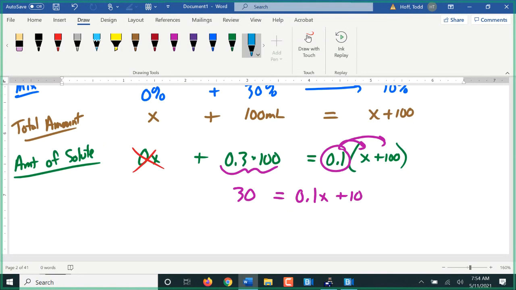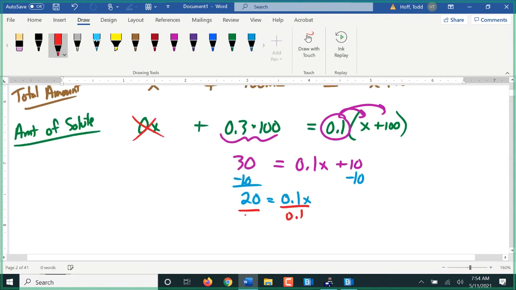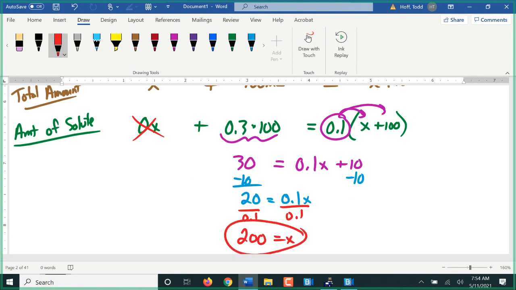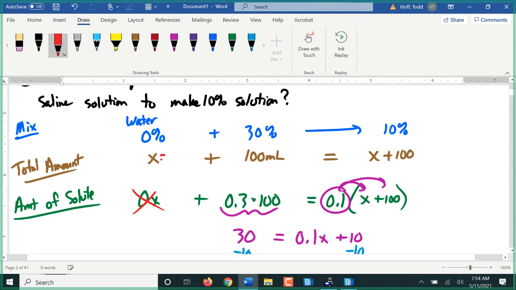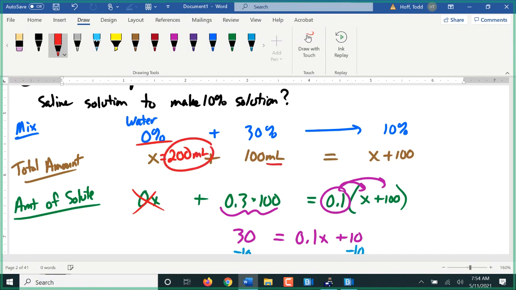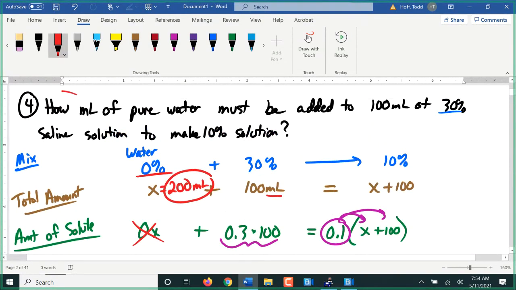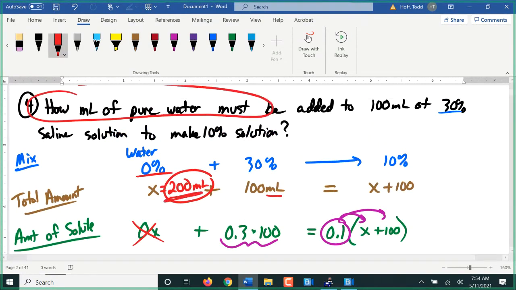And we're actually able to solve this equation already. We'll subtract 10. Get 20 equals 0.1X, and we divide by 0.1. 200 equals X. Now again, we need to go back and make sure we know what X represents. X represents the amount of the 0% or the pure water. All the other amounts are in milliliters, so that's in milliliters as well. And then we need to make sure we've answered the question. And the question here was how much pure water? So the 200 milliliters is our answer there.